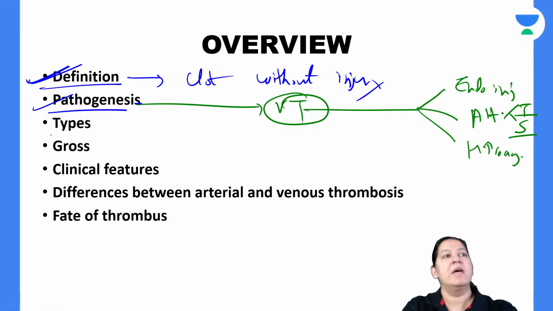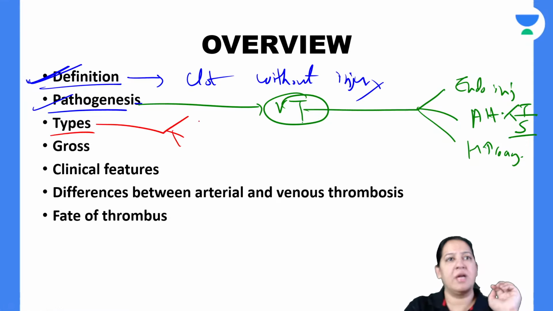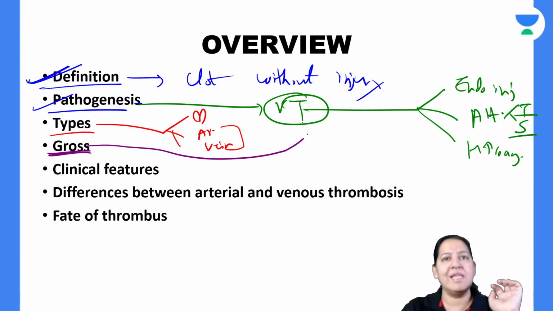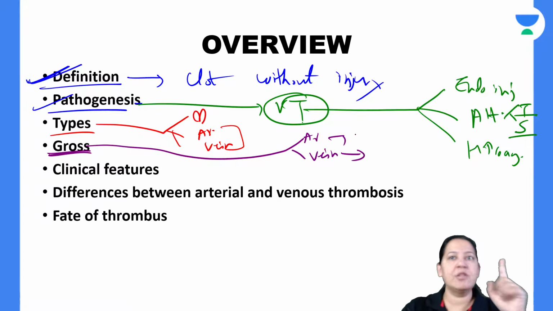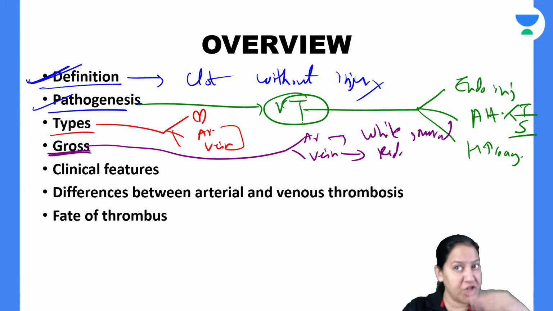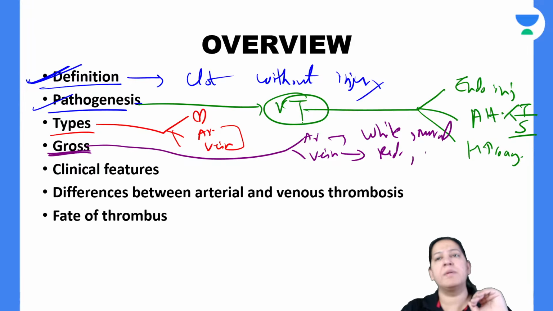Coming to the types, there are three types of thrombus: the cardiac thrombus, the arterial thrombus, the venous thrombus. Cardiac are not important, but arterial and venous are important. Coming to the gross, how grossly they differ from each other. I have told you the differences. Arterial thrombi are white in color, venous thrombi are red in color. Arterial thrombi are mural, that is partially obstructed. Venous thrombi are occlusive, that is completely obstructed.